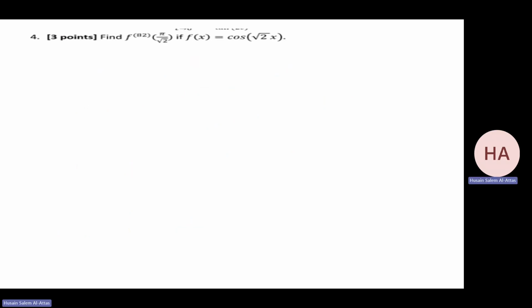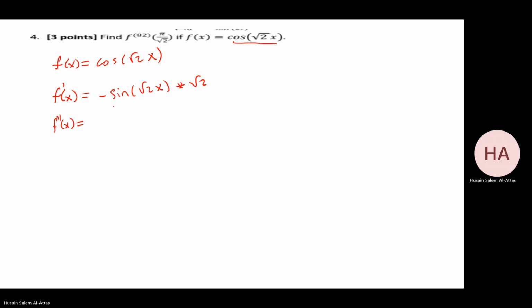Find the 82nd derivative at pi over square root of 2 of this function. Let us do the function. This is the function. See the pattern. F prime will be minus sine square root 2 of x times square root of 2. The second derivative is what? Minus cosine root 2x times root 2, and this is another root 2. This is with the function, and this is because of this.